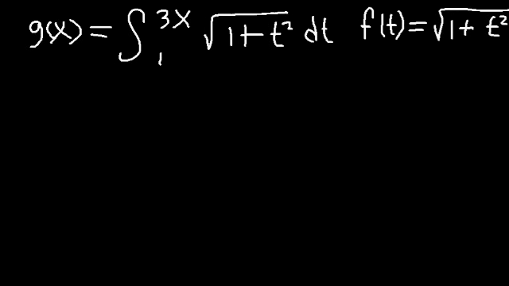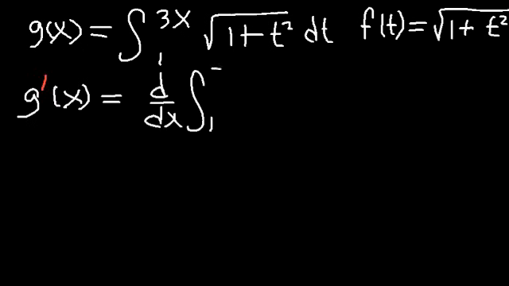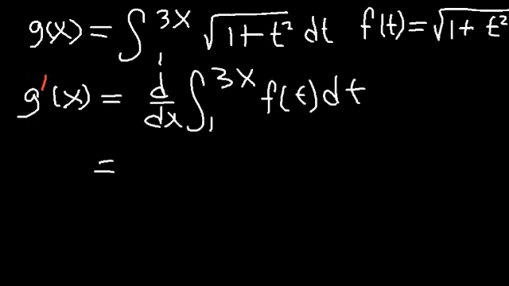So let's differentiate both sides with respect to x. So g prime of x is the derivative of the integral of f of t dt. And we know that g prime of x is going to be f of x. But really and truly, this should be g prime of 3x, since this is no longer x. So we should probably fix this expression.